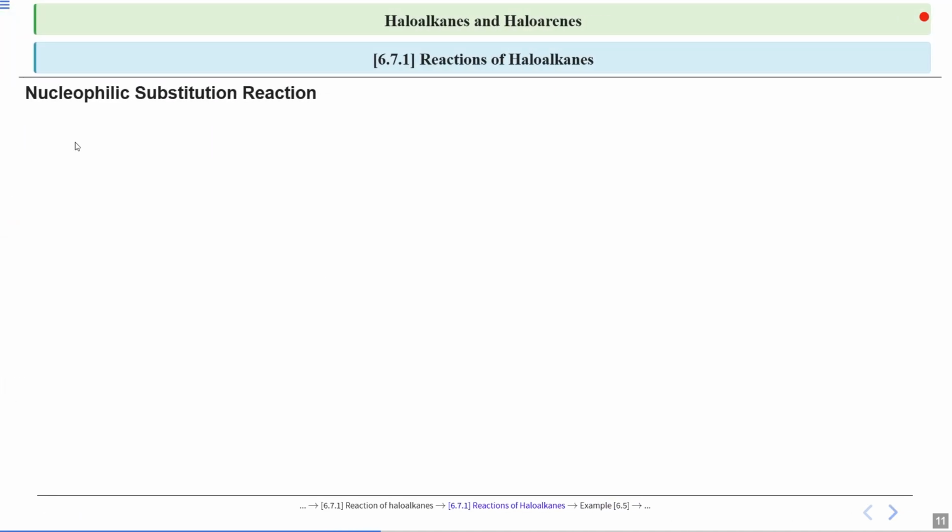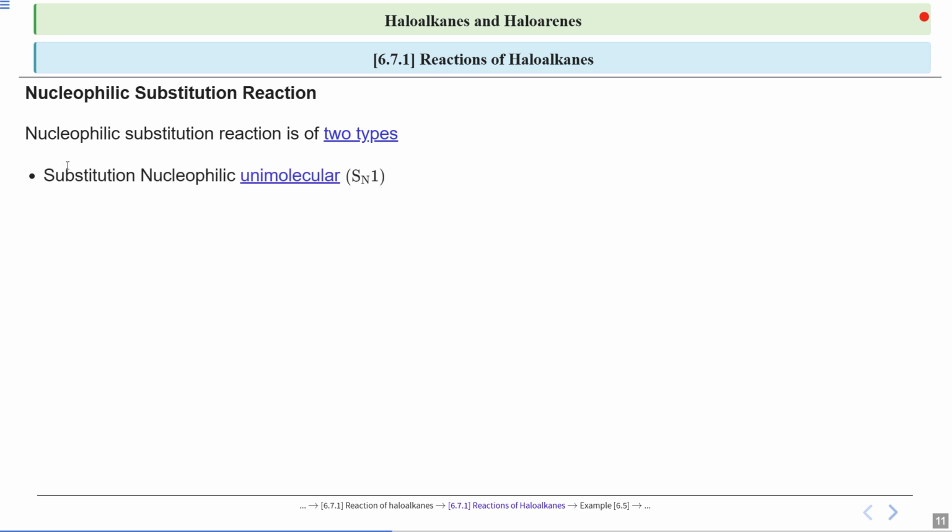Let's talk again about the nucleophilic substitution reaction. The nucleophilic substitution reaction is again of two types. First is substitution nucleophilic unimolecular, which we also commonly call the SN1 reaction. So the full form is substitution nucleophilic unimolecular. And the second type is substitution nucleophilic bimolecular, that is SN2.